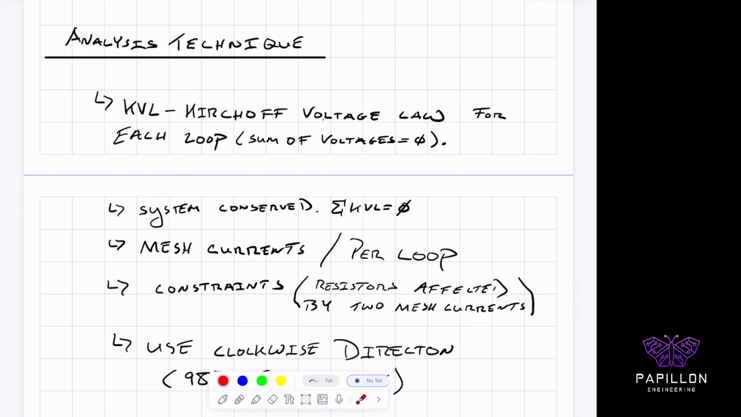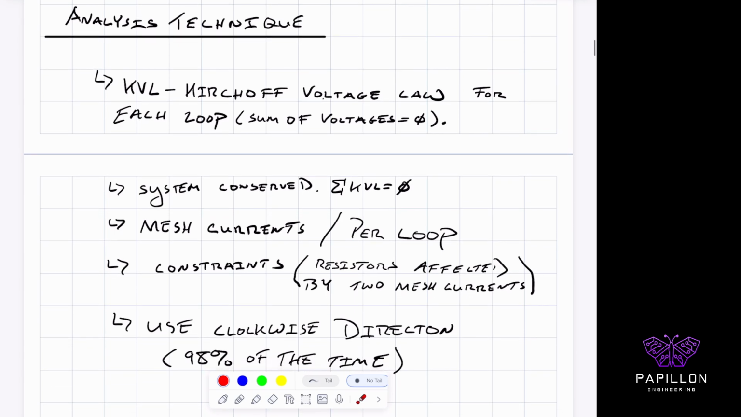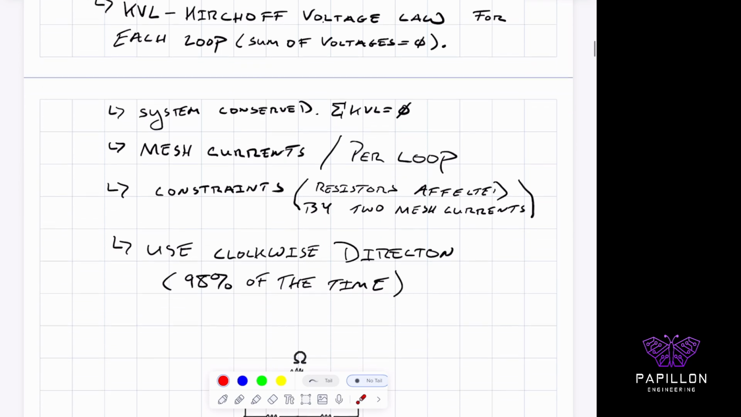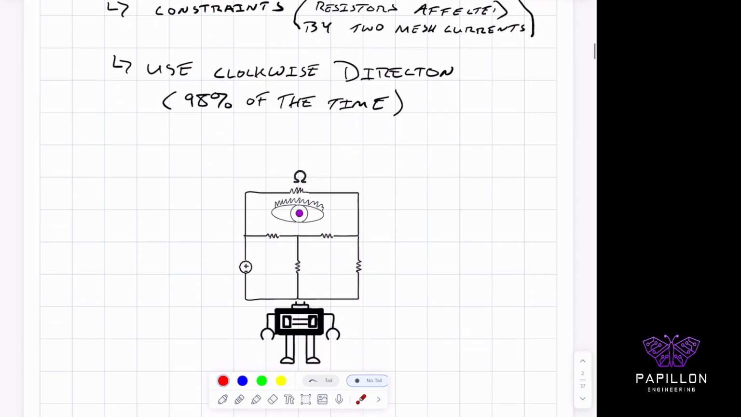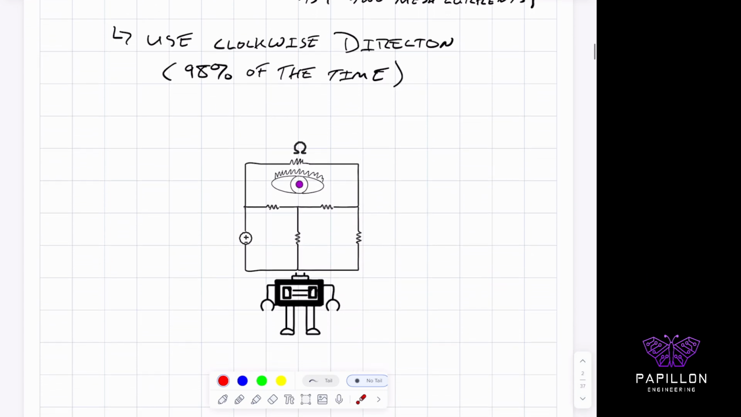And finally, I typically do most of my problems clockwise. I like to say 98% because it's really not 100, but at least 98% of the time I'm going to be taking the mesh current and going around the loops in the clockwise direction. I'll explain why in a moment. And hopefully by the end of this video, you'll feel that this presentation is an eye-opener.